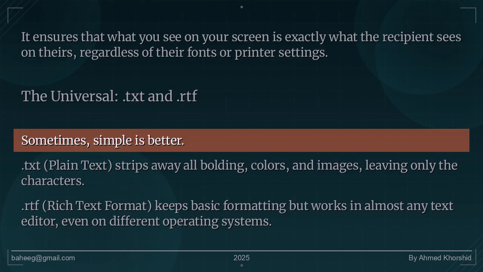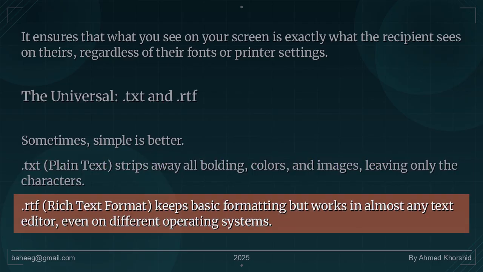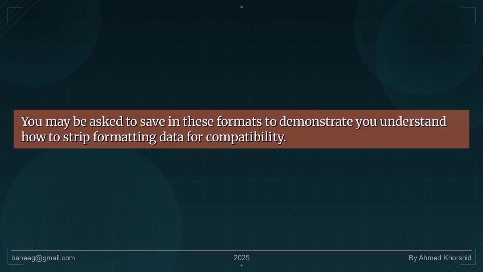The universal, .txt and .rtf. Sometimes, simple is better. .txt, plain text, strips away all bolding, colors, and images, leaving only the characters. .rtf, rich text format, keeps basic formatting but works in almost any text editor, even on different operating systems. You may be asked to save in these formats to demonstrate you understand how to strip formatting data for compatibility.